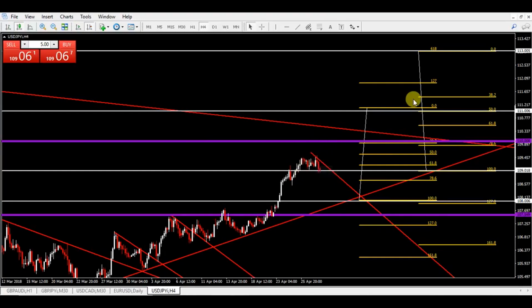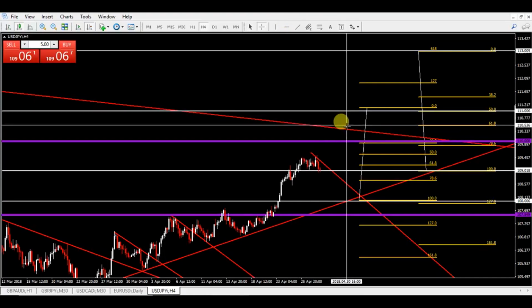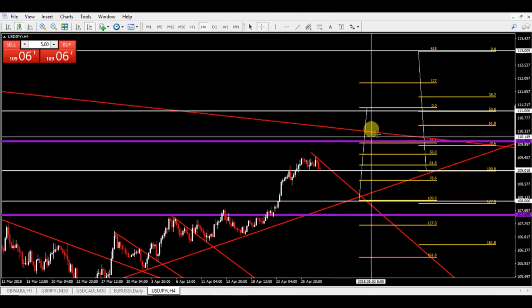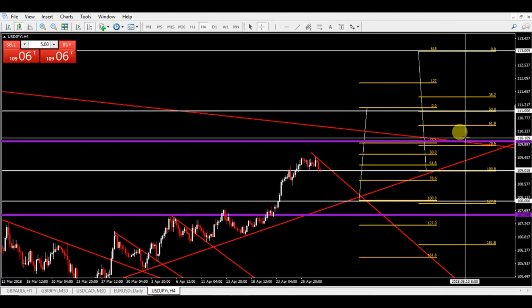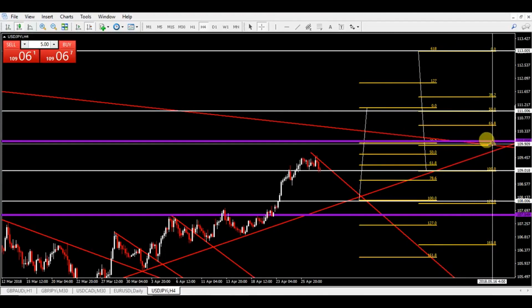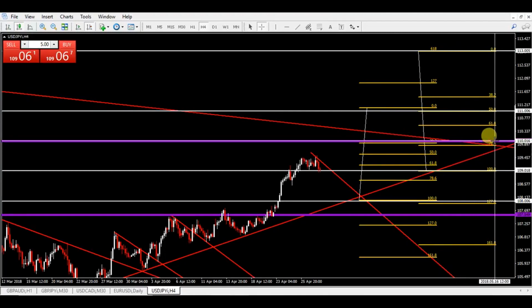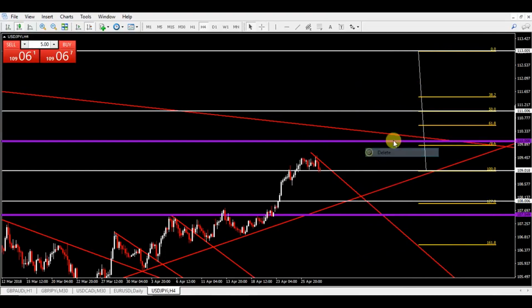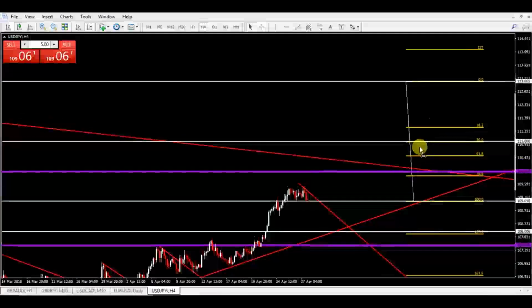Previous resistance becoming support, backside of the trend line, fib level, whole number. And just out of curiosity, I wonder what the extension of that fib level would be.